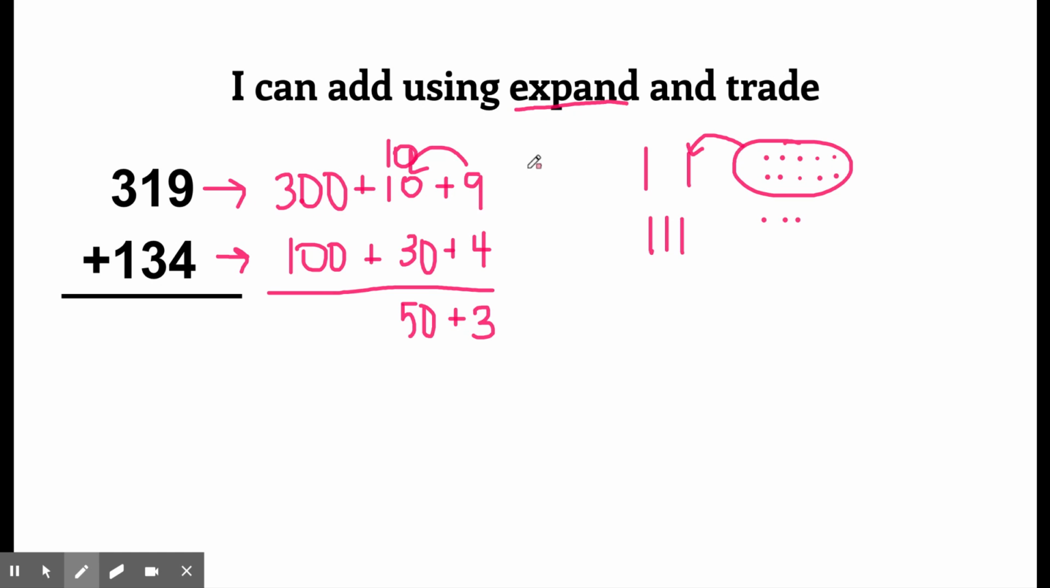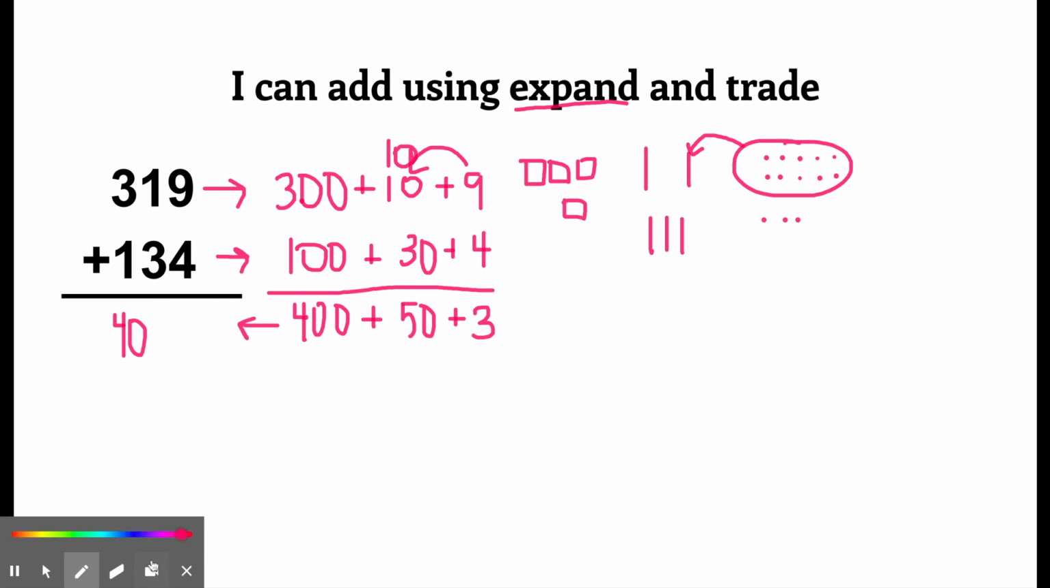And then I added my hundreds. So I had 3 hundreds on top, and I added 100, which gave me 400. So you can see with this answer, we did the same thing, only we used numbers to represent our thinking instead of pictures, and we got the same answer of 453.